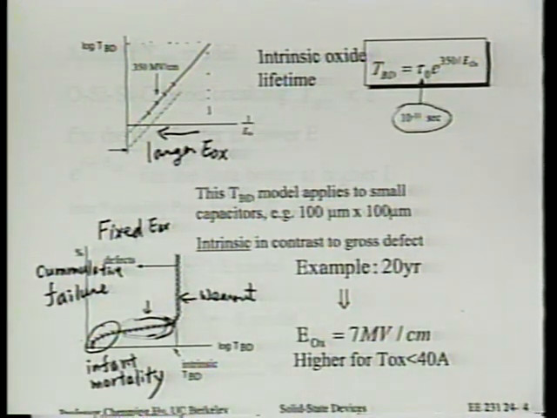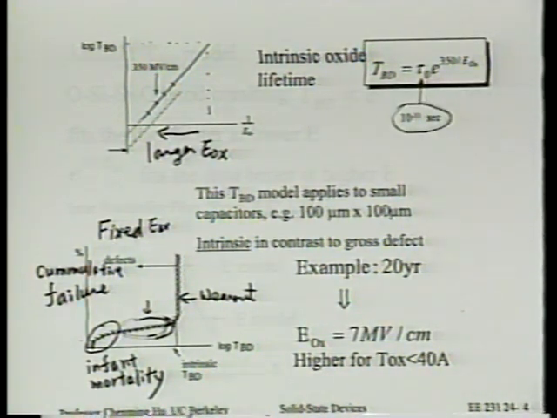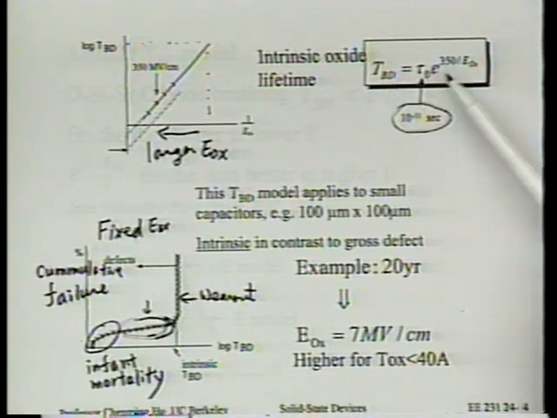So if we just put 20 years on the left-hand side, since on the right-hand side there's only one unknown, right? You immediately get an answer. EOX is 7 megavolt per centimeter, right? So that will be the breakdown field. So if someone asks you, what is the oxide breakdown field? You cannot give him a simple answer until you clarify what lifetime you're talking about. If we put 1 second or 0.1 second on the left-hand side, in fact the next slide will show this, the answer will be 15 megavolt per centimeter.